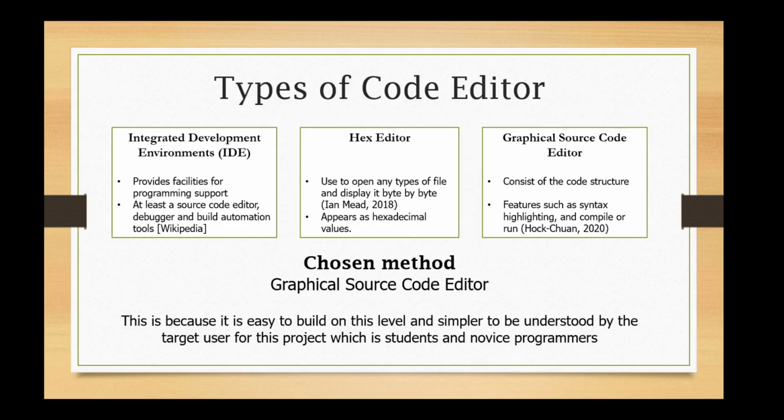And we go to the types of code editor, of which there are 3: the integrated development environment, also known as IDE, the hex editor, and the graphical source code editor. First, the IDE usually has at least a source code editor, a debugger, and build automation tools, based on Wikipedia. Next is the hex editor. It is used to open any type of file and display it byte by byte. All the information appears as hexadecimal values. And lastly, a graphical source code editor consists of the code structure and features such as syntax highlighting, and can compile or run the source code.